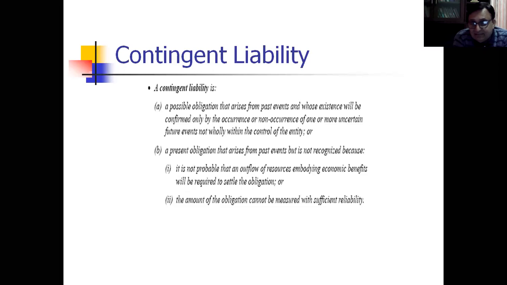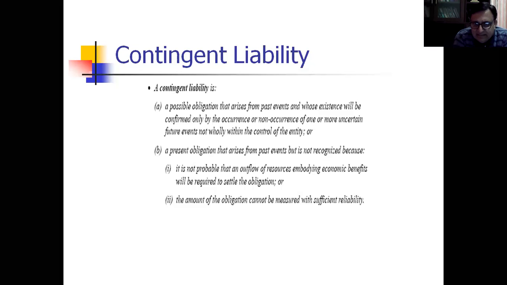Contingent liability, in the same way, is a possible obligation that arises from a past event and whose existence will be confirmed by the occurrence or non-occurrence of one or more uncertain future events, not wholly within the control of the entity. For example, if a court case is going on, presently you have nothing to pay, but in future, if that court case goes against you, then you have to pay something. That is a contingent liability.